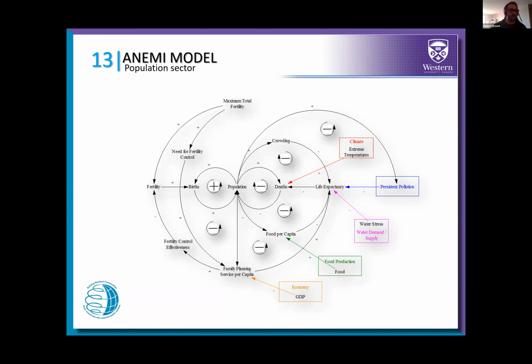The population sector in the ANEMI model is largely based on the World3 model in Limits to Growth, with some additions to it. In the population sector, there's one main positive feedback loop, which acts to drive the system and is responsible for the exponential growth of human population. All the other loops act to limit population growth and are characterized by crowding, pollution, resource limitations such as food and water, economic conditions, and changing ideal family sizes over time.